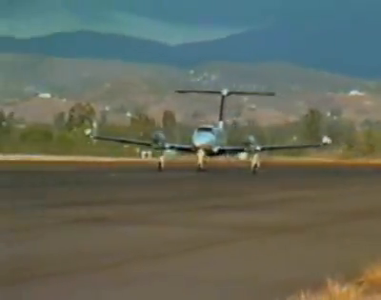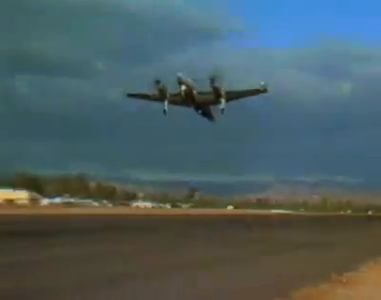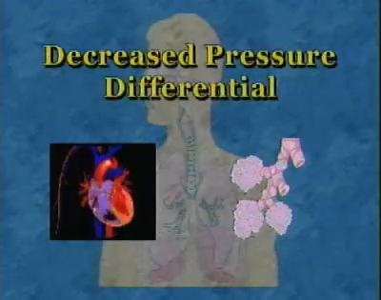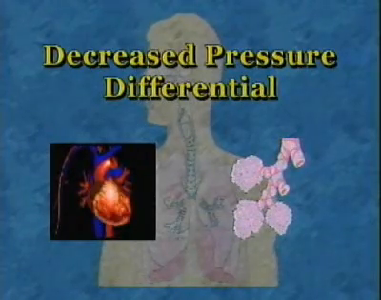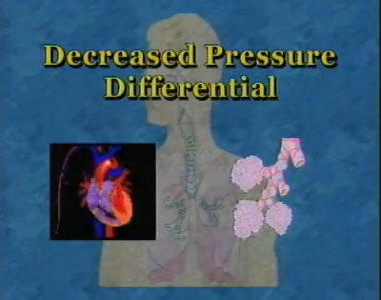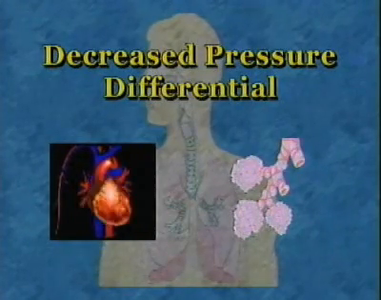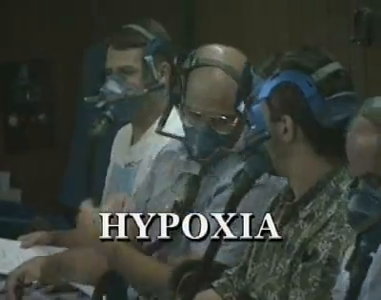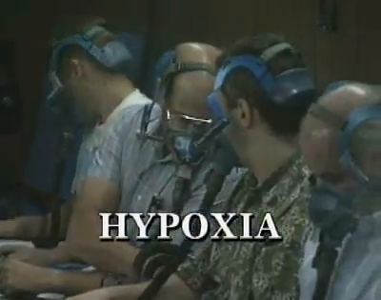So, as a pilot, when you go to altitude, the pressure of oxygen goes down. When the pressure of oxygen in the atmosphere is reduced, the pressure of oxygen in the lungs also goes down. This will result in a decreased pressure differential between the air sacs and the oxygen-deficient blood returning from the body. The result? A shortage of oxygen available to the body. This problem is termed hypoxia, which will be discussed in a later program.